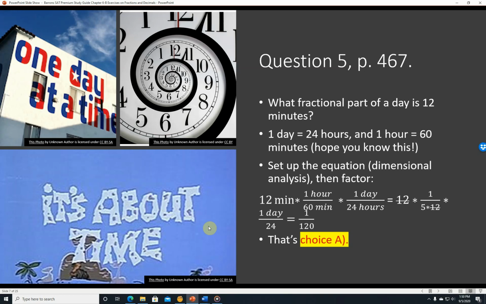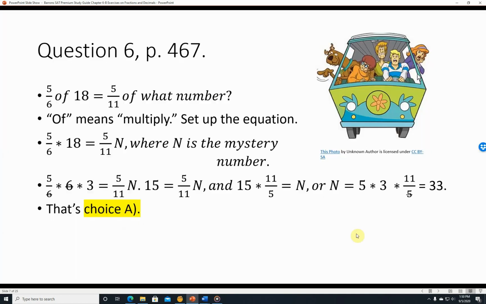Anyway, so again, in case you didn't understand that, 12 minutes. Okay, minutes cancel out, hours cancel out. So all you have left is day for the unit. The 12 in the 12 minutes cancels out with the 12 that's a factor of 60, because 60 is 5 times 12. And then 1 day over 24 hours, which the hours already canceled out. So it's just going to be 1/120th, and I should have written in day there. Anyway, that's choice A. Hope you enjoy that.